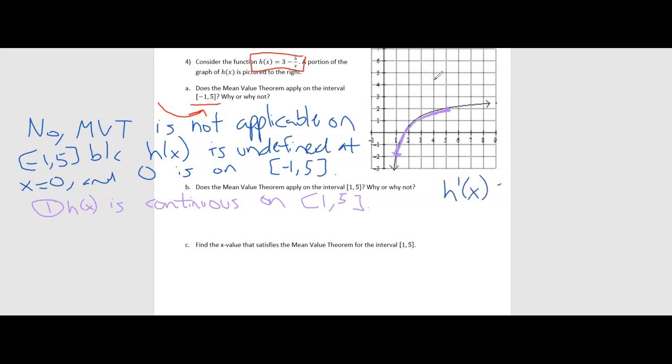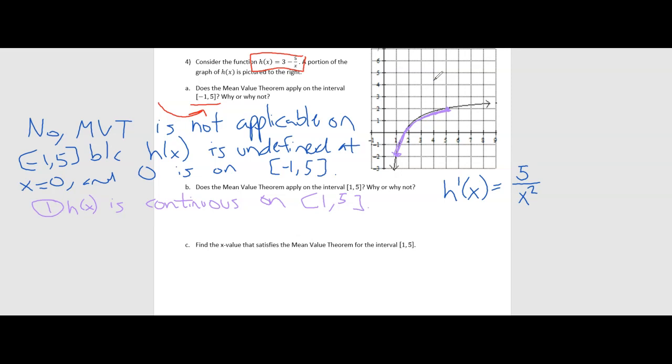H prime of x, derivative of 3 is 0. If we take the derivative of -5 over x, we are going to get +5 over x squared. And you could go back through and work that out with all the steps if you wanted to. Maybe rewrite it as negative 5 times x to the negative first power, apply the power rule, then rewrite it as a quotient. But for the sake of time in this video, we're just going to leave it at that.